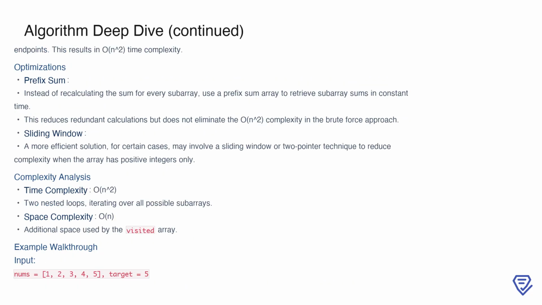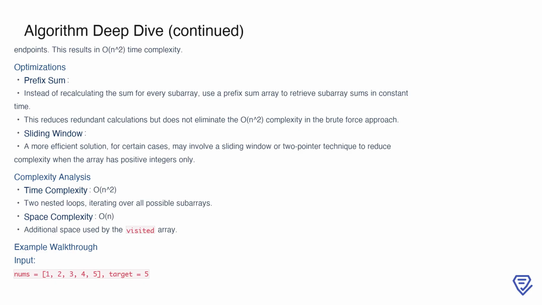Looking to optimize the brute force approach, we can explore techniques such as prefix sums. By pre-computing a prefix sum array, we can retrieve the sum of any subarray in constant time, avoiding redundant calculations. While this reduces some computational overhead, it does not eliminate the inherent O(n²) complexity of the brute force method, as we still iterate over all subarray combinations.